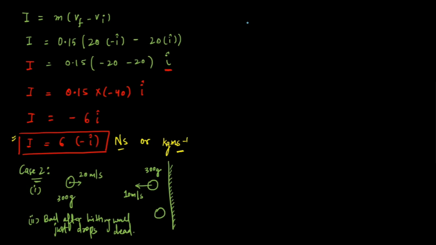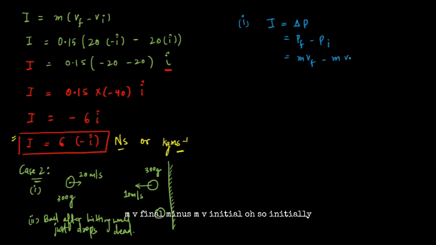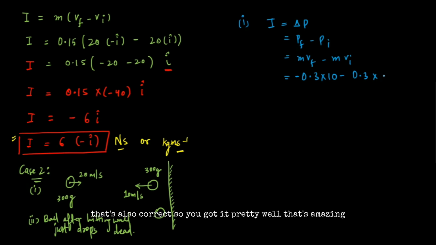Okay, so let us see this because I don't think it is correct. Delta P is P final minus P initial, m v final minus m v initial. Initially it was 0, yeah, it should be 0.3 times 10, but it is going in the negative direction, so I'll take it as negative. Make sure the units you have used are well defined. Although that's correct. What about the second one? 6 newton seconds to the left. Yeah, that's also correct. So you got it pretty well.